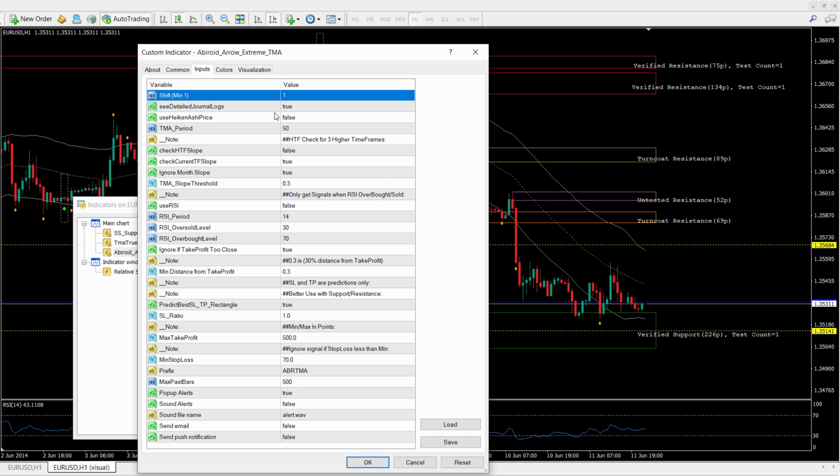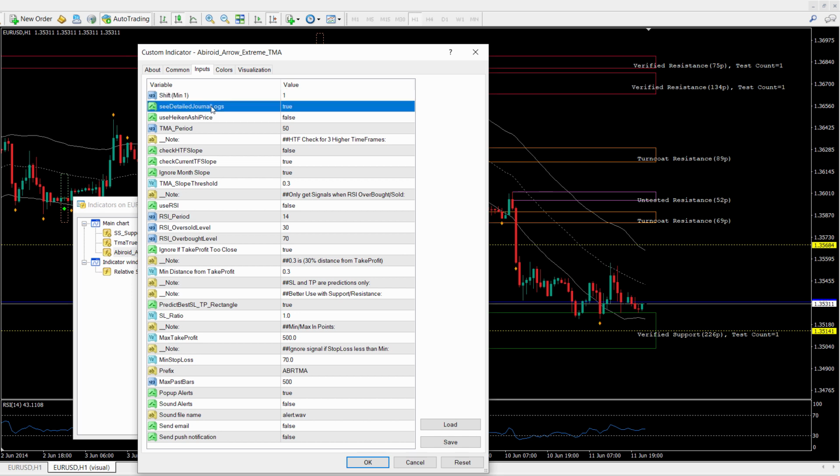First of all, we have the shift setting. Shift means which bar you want to see the results for. Because the current bar is still forming, I would suggest not using 0, it won't work well.